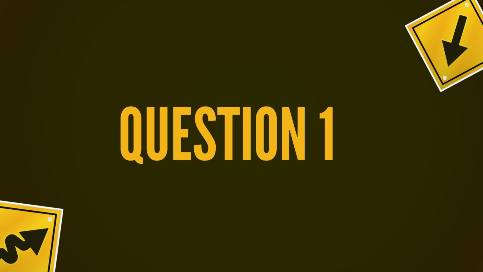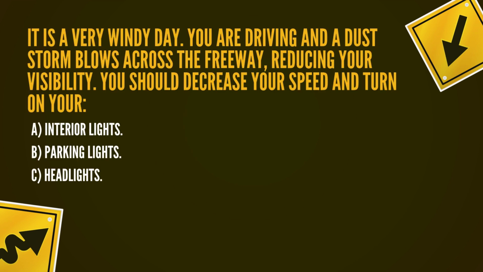Question 1. It is a very windy day. You are driving and a dust storm blows across the freeway, reducing your visibility. You should decrease your speed and turn on your: Option A, interior lights. Option B, parking lights. Option C, headlights.